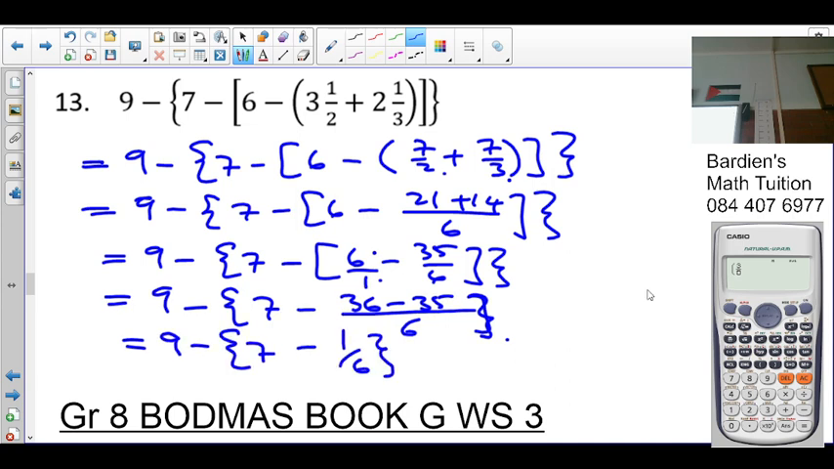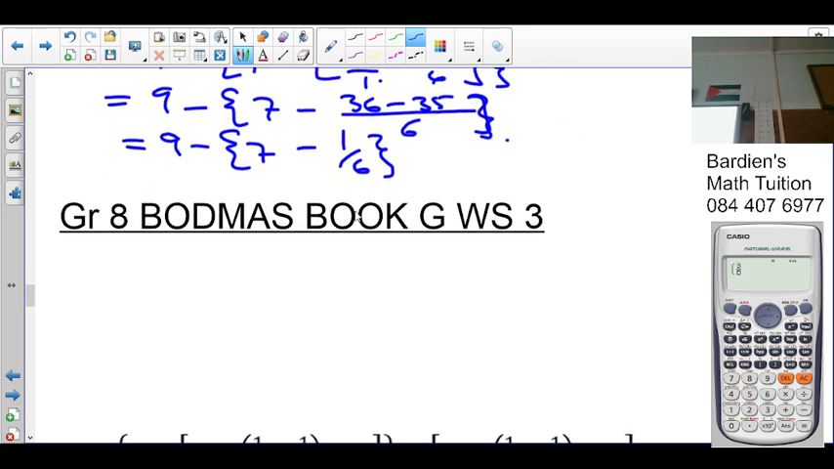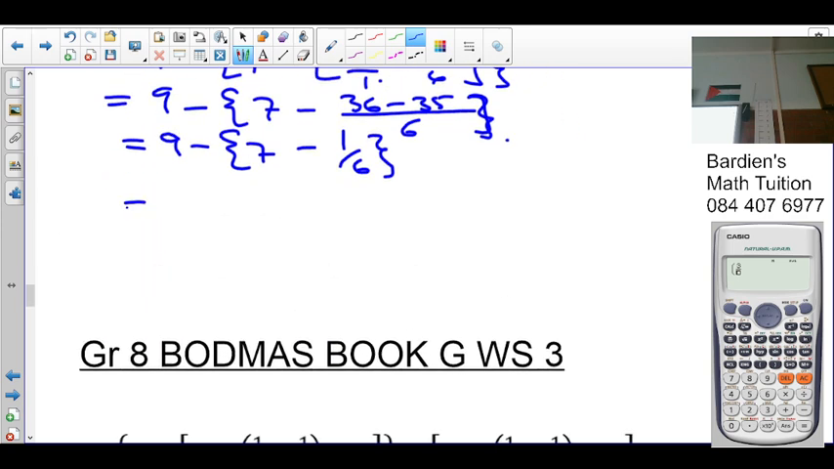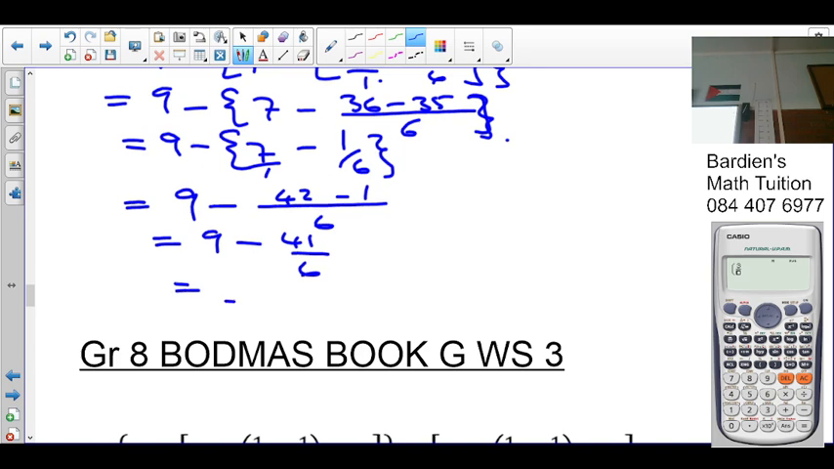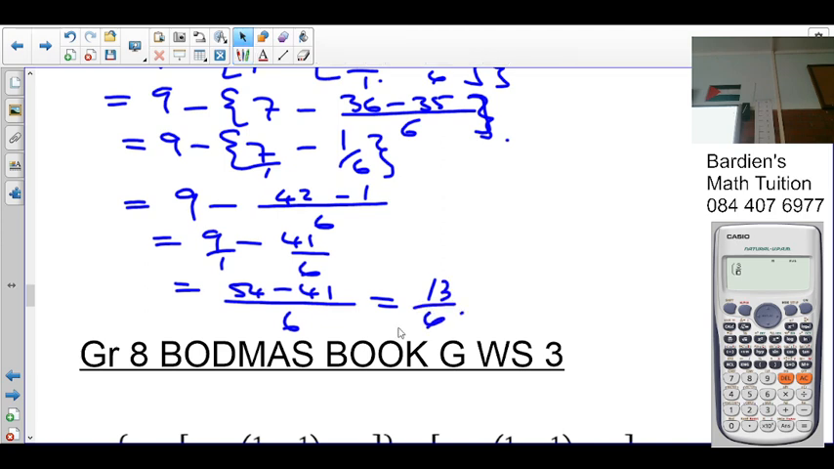What's your LCM now? 6. So it's 9 minus, that's over 1. Gives you 42 minus 1. Which is? 41. What's your LCM now? 6 over 1 gives you 54 minus 41. That's 54 minus 41. 13 over 6. Who got that right? Okay, more got this right.